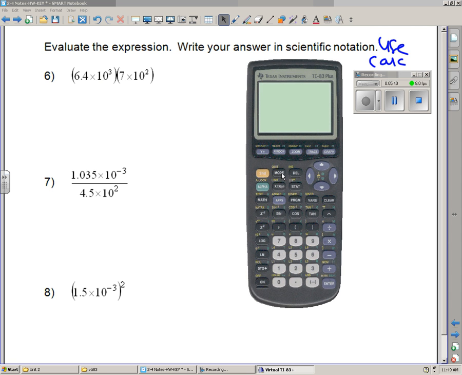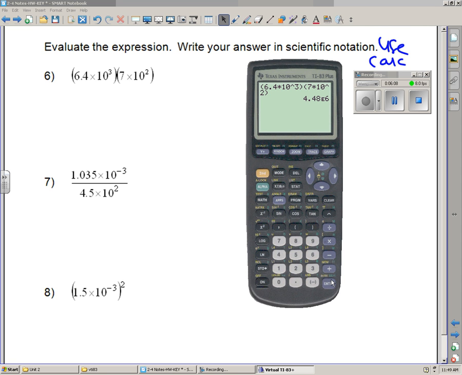You're going to type in exactly what you see on the problem. Parentheses, 6.4 times 10 to the third. The way to raise a number to a power is above the division sign. There's a caret. So that's to the third power. And I'm going to close up my parenthesis. I'm going to open up another parenthesis, 7 times 10. And I'm going to go by the caret again, squared. There's a squared button, but I'm not using it.